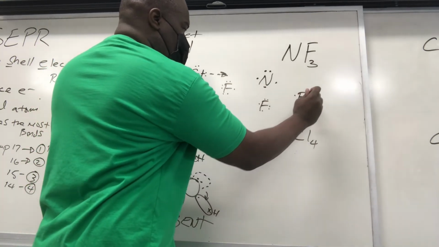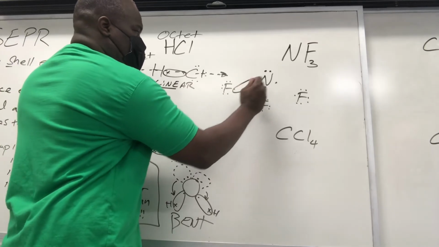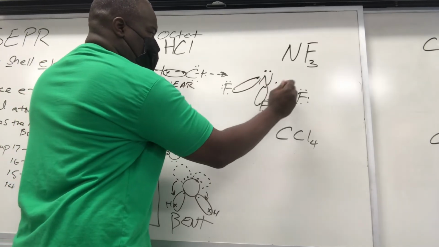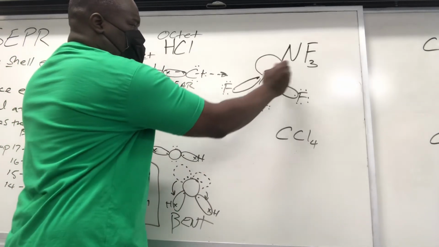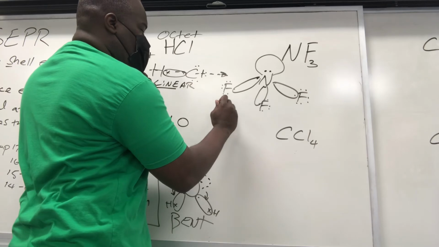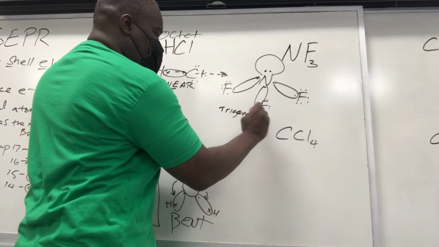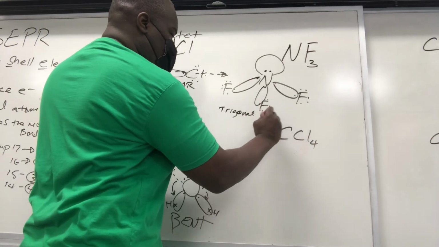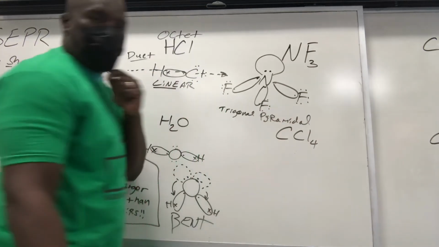Alrighty. So what happens here? This links up here. This links up here. This links up here. Okay. Now this unshared pair causes the arms to be pushed down. This shape is called trigonal pyramidal. All right. Okay. And you're done.